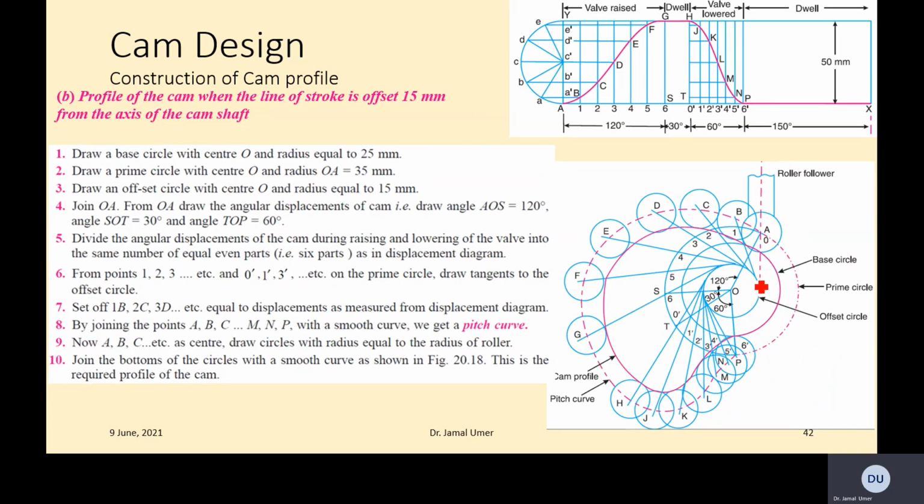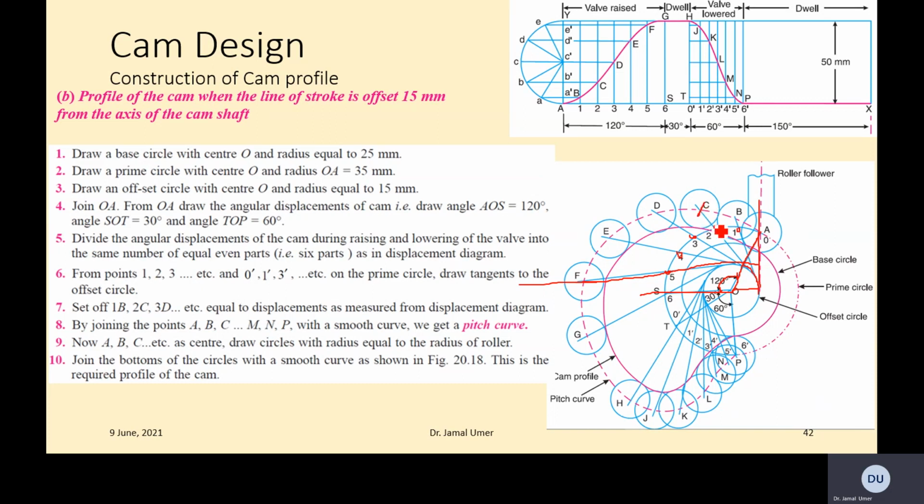And next is the offset. The process is exactly the same, but of course you need an additional circle, which is an offset circle. You draw the offset circle. This distance is already given, which is the roller forward motion, and you again connect OA to OS, and this is 120 degrees. Then you mark the divisions on the prime circle, with 6 divisions, and now instead of passing through the center, we pass each line tangent to the offset circle and go further, right?